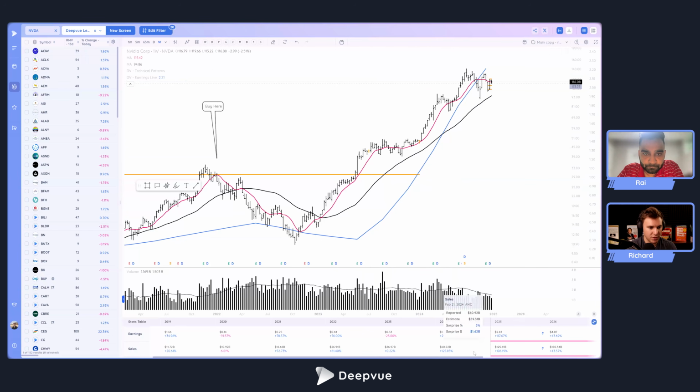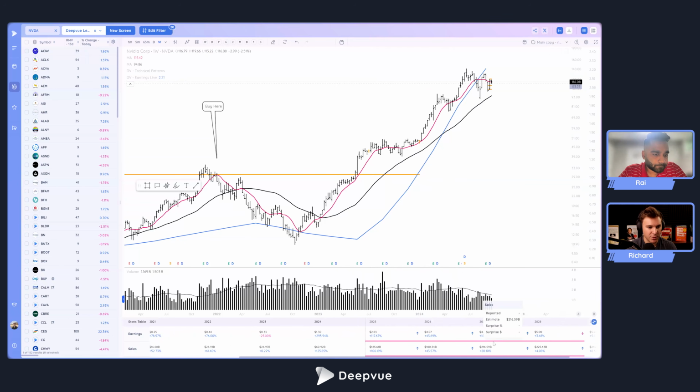And then, of course, in Deepvue, you can take a look at the estimates, and see quite some time in the future as well, see how they've been revised, acceleration versus deceleration. There's a lot that you can do here in Deepvue with regards to earnings or sales that you can't do in any other platform. So this is super cool.